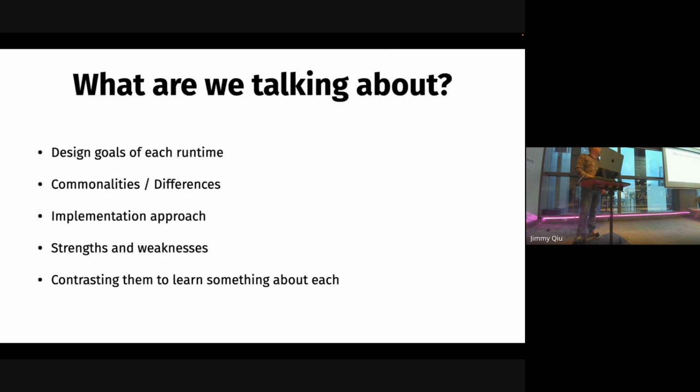So what we're talking about today are the design goals of each of the runtimes. We're talking about the low-level stuff, so not really the language or the semantics, but more how they actually operate. How they're common, how they're different, how they're actually implemented under the hood, strengths and weaknesses of both, and then the main thing is we want to contrast them to learn something about how each of them works. Just show of hands, who's familiar with Go here? Elixir, Erlang? Yep, a few, so sort of about the same.